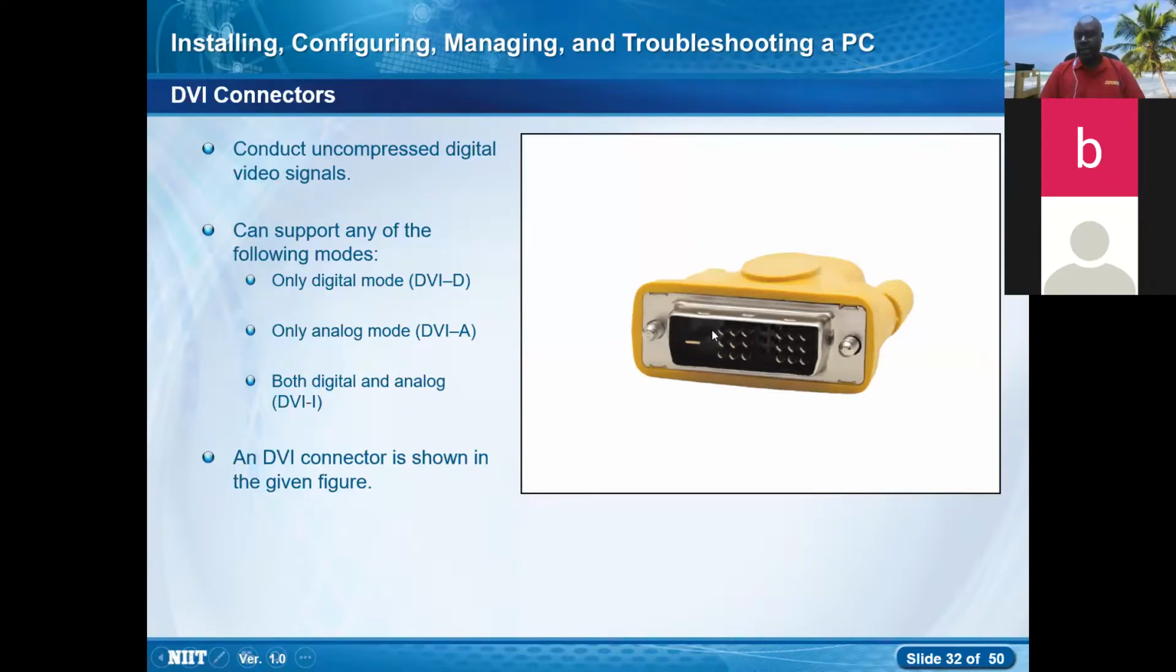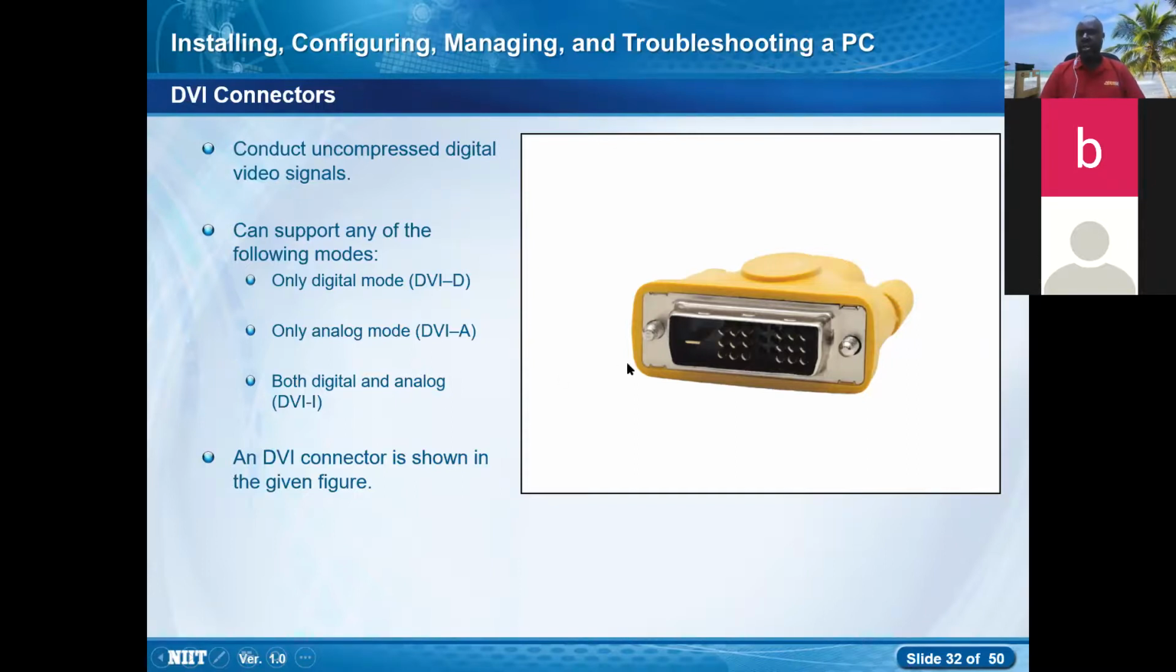This comes in three formats. There's DVI-D, where D is for digital, there's DVI-A for analog, and DVI-I for integrated. DVI-D is only for digital signals. DVI-A is only used for analog signal. DVI-I is used for both analog and digital transmission.